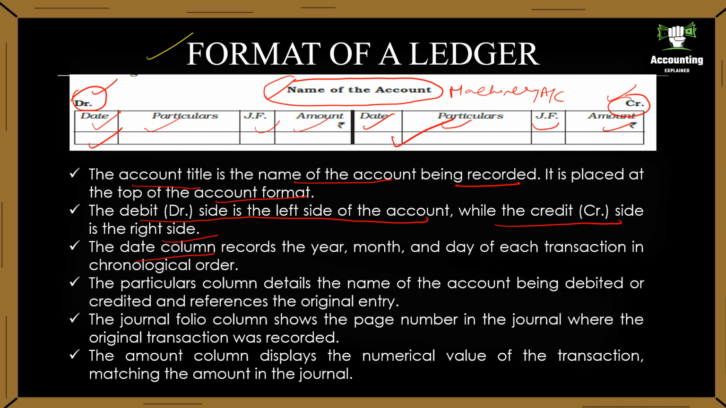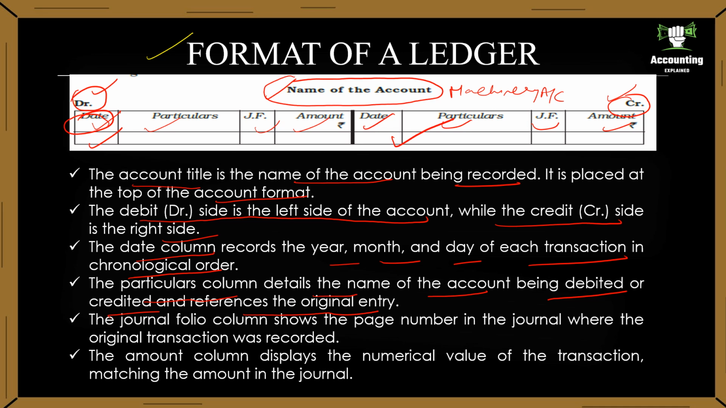The date column records the year, month, day of each transaction in chronological order. The particulars column details the name of the account being debited or credited and references the original entry.